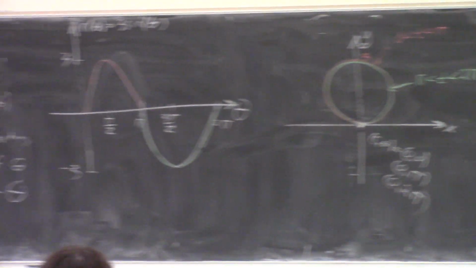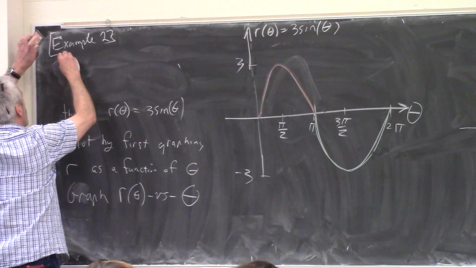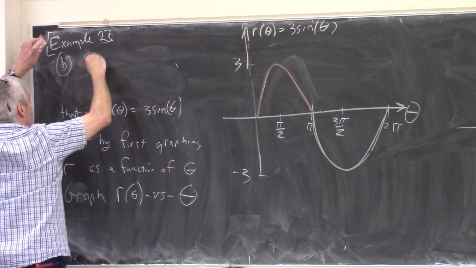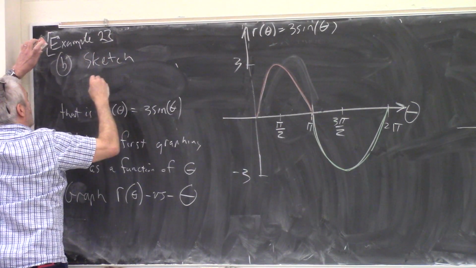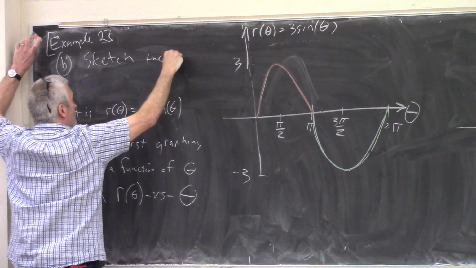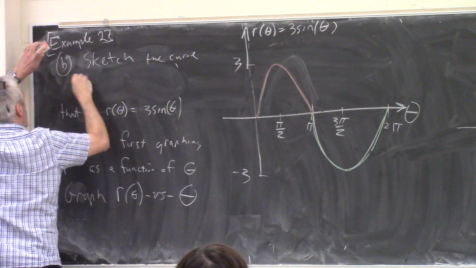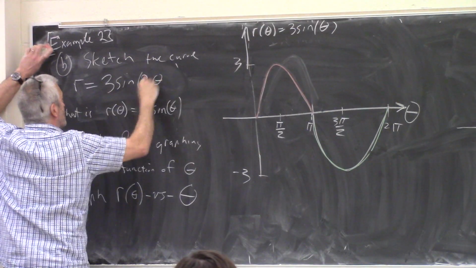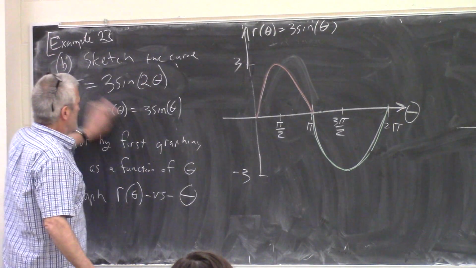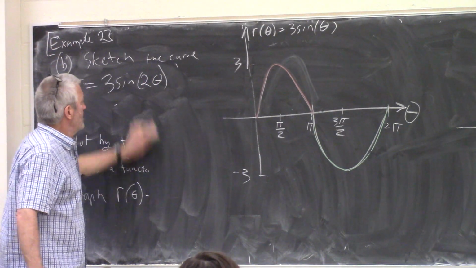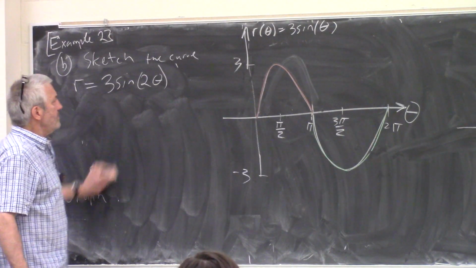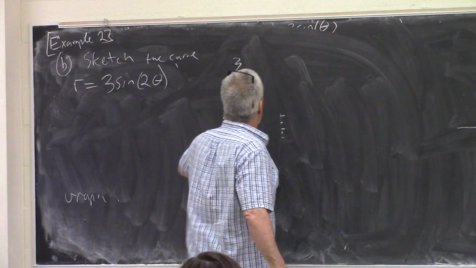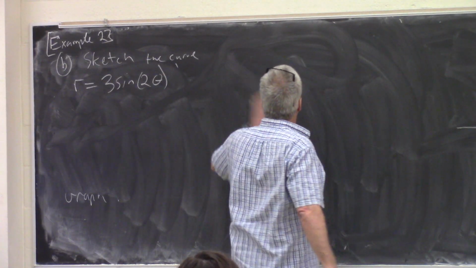Now look at that curve, that equation you just had written down. Example B is graph or plot, sketch this curve: r equals 3 sine 2 theta. By the same method.